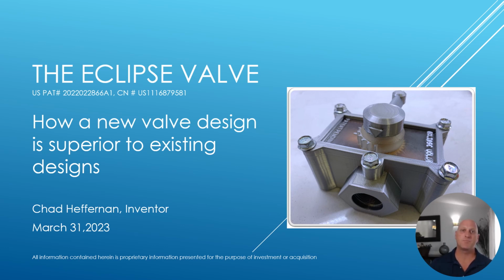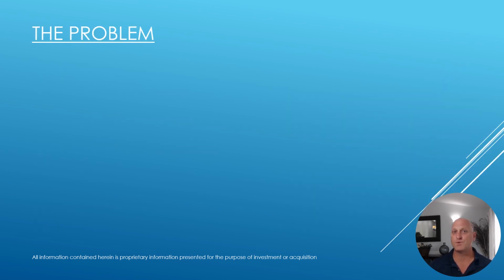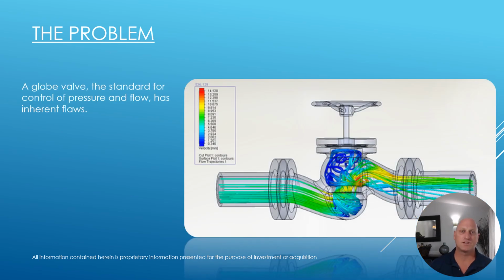I'm going to do a very brief introduction of my invention, the Eclipse valve, and show how it compares to existing valve designs that are commonly used in flow control. The first one we're going to look at is a globe valve. Now this is the global standard for being able to precisely control flow. It does a very good job of that, but it does have inherent design flaws.